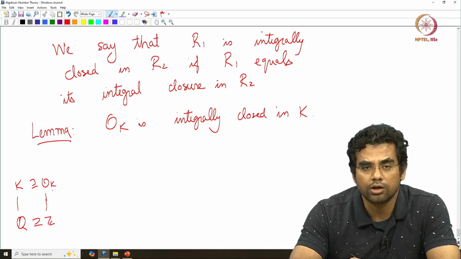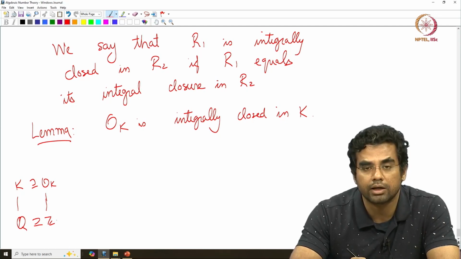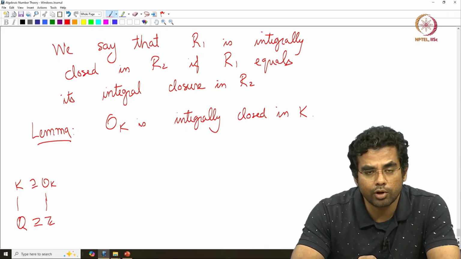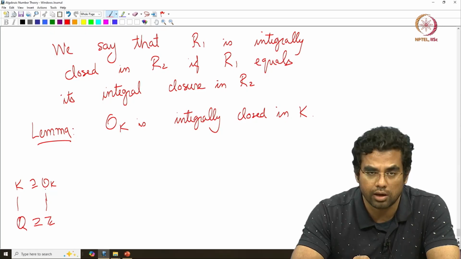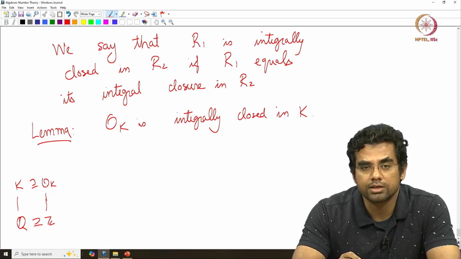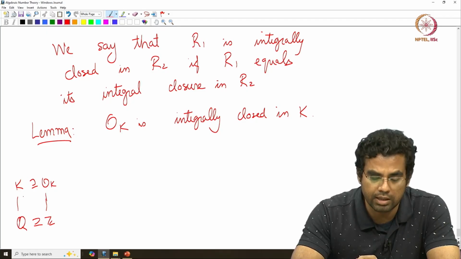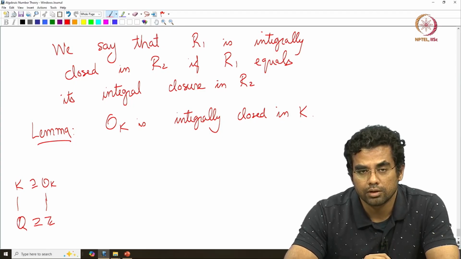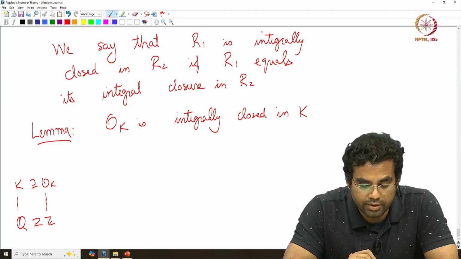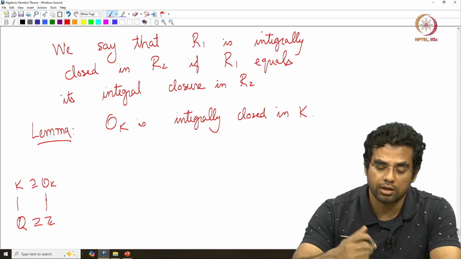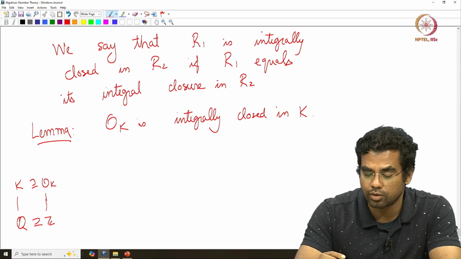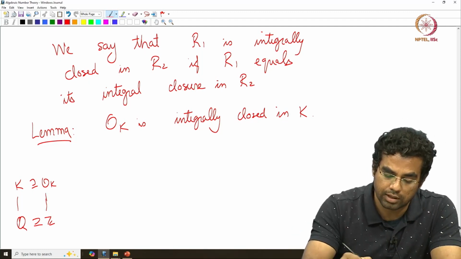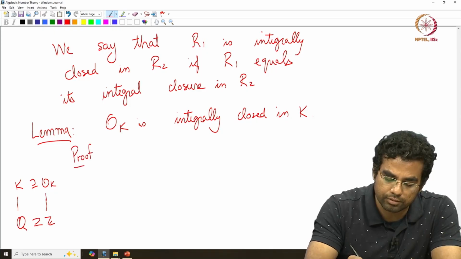So O_K is the set of all elements in K that are integral over Z. But a priori there may be more elements of K that are integral over O_K. The lemma is saying that this does not happen. Anything in K that is integral over O_K is also integral over Z. That is a very nice thing, because then it really tells you that this is an analog of Z. You can't keep taking integral elements and form a chain like that. So, how do we prove this?